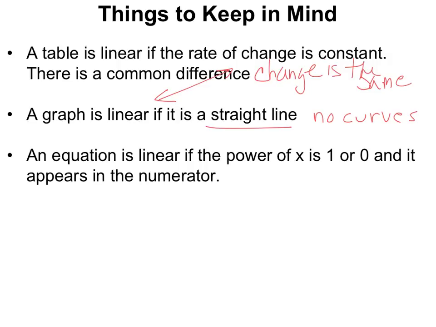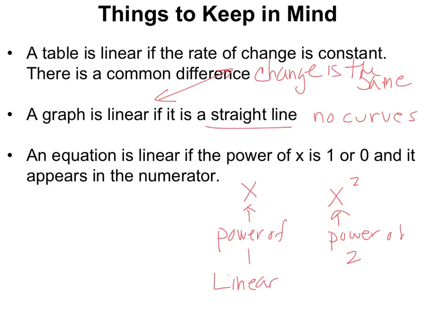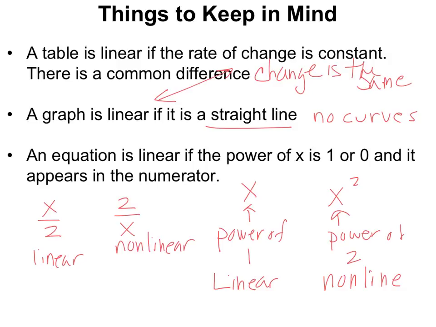In an equation, the linear is the power of 1. So x, this is a power of 1. X squared, that's a power of 2. So this is linear. This is nonlinear. If x appears in the numerator, so x divided by 2 is okay. That's in the numerator. But if it's 2 divided by x, that's nonlinear. We don't like those.